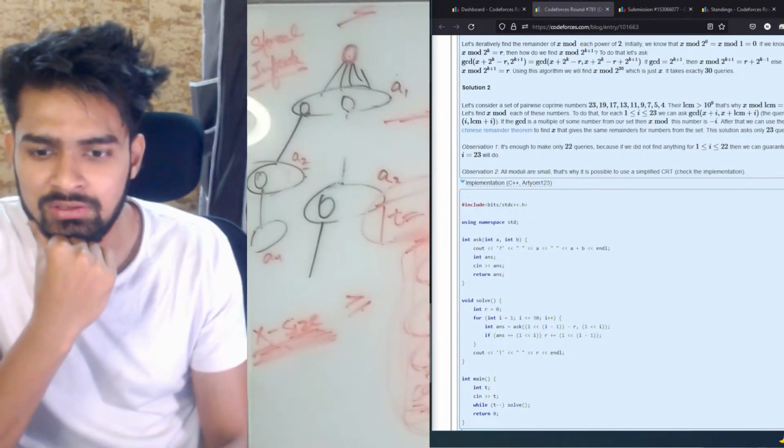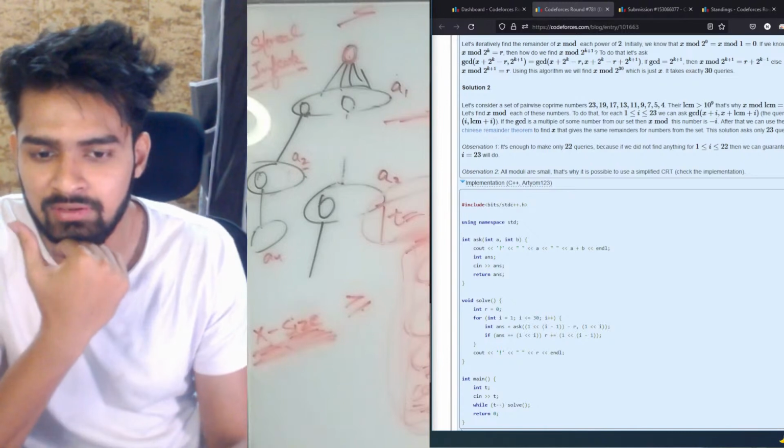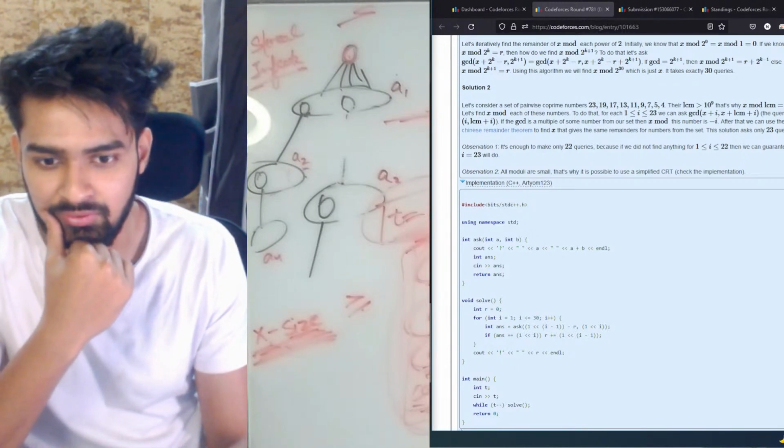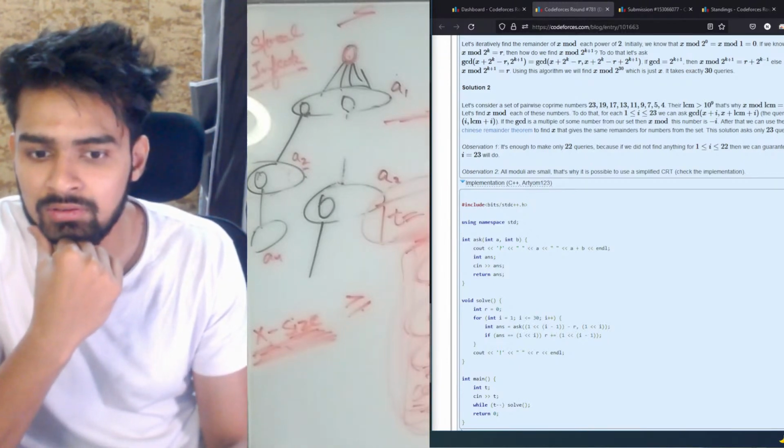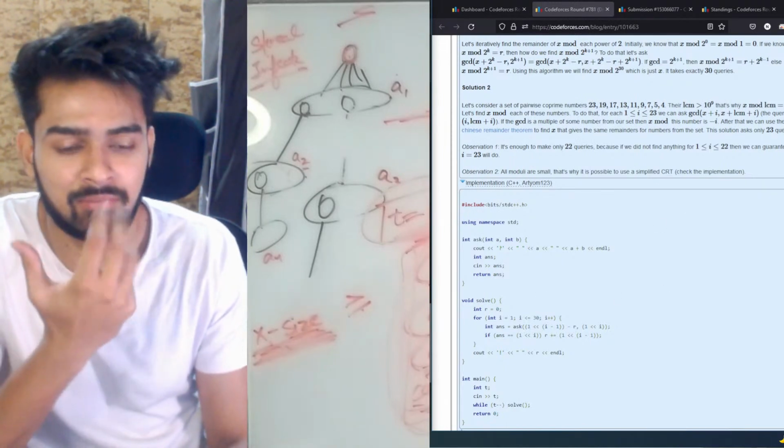No, I don't think it should be TLE. Even if you have an unordered map, I don't think you need an unordered map or any map actually.